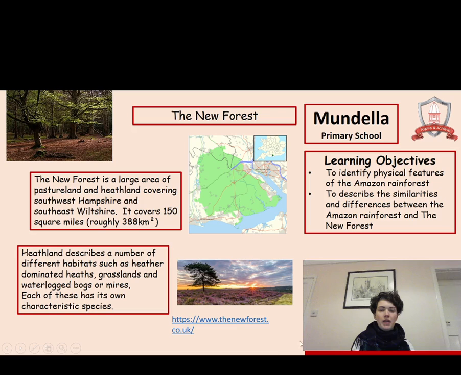I've put at the bottom here a website that will be of interest to you to access. This is thenewforest.co.uk, and on it you can navigate lots of different information sections, lots of information about the wildlife that lives there and the types of habitats and climate, etc. So that's one definitely to try and look at. So pause the video now to have a look.